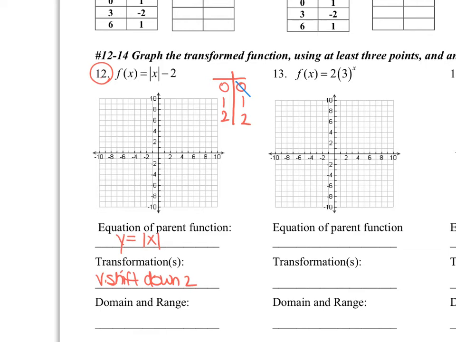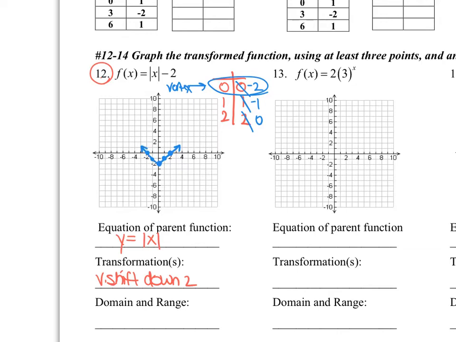So 0 minus 2, 1 minus 2, 2 minus 2. So our vertex, instead of being 0, 0, it's now 0, negative 2. And then we have the point 1, negative 1, and we have the point 2, 0. We know that absolute value is symmetric. And so that's how I'm going to get these points over there.